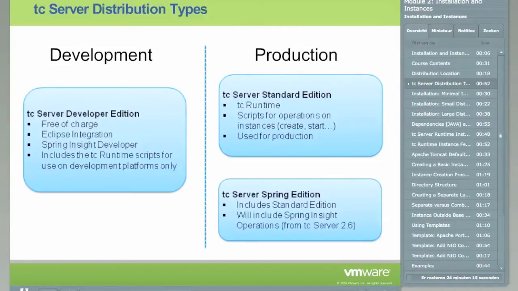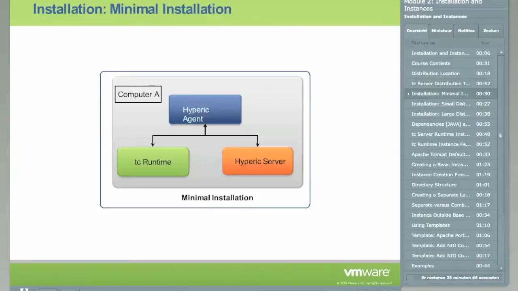TC Server Standard Edition is a commercial product, which has been designed to run in production. It contains the TC runtime scripts to easily create and start TC runtime instances and templates, which in turn quickly create specific types of TC runtime instances. Now that you have learned about the features of the different editions, you can choose the best option for you based on your requirement. In the next screen, you will learn about the installation scenarios for TC Server.